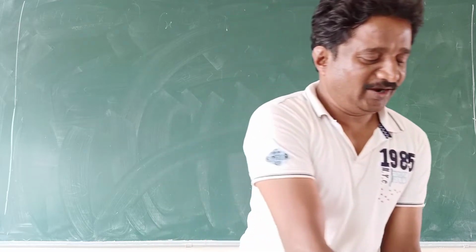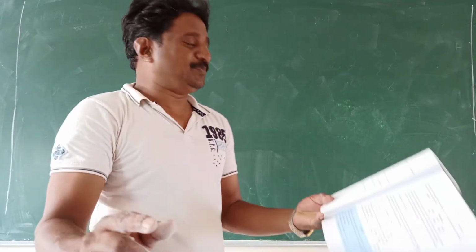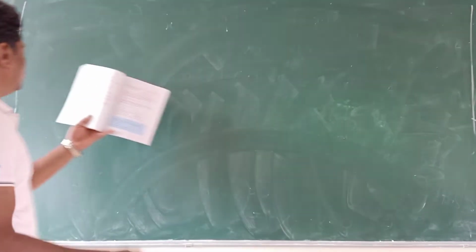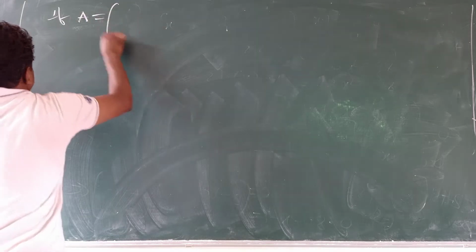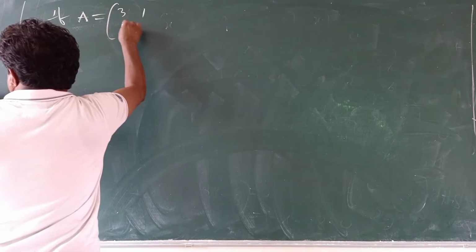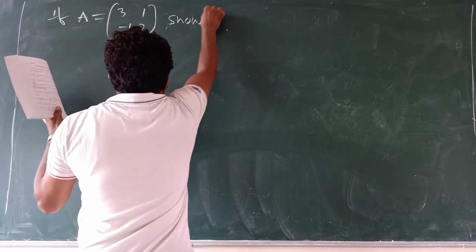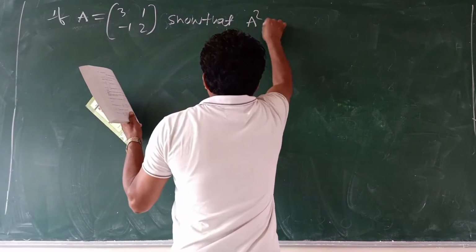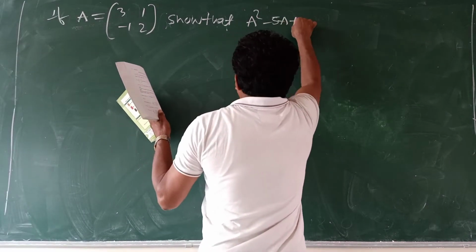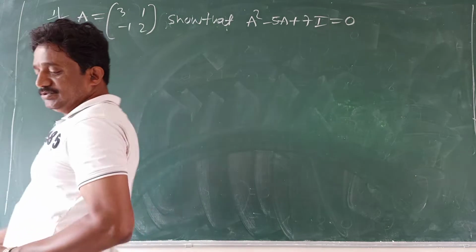So let us solve problems on miscellaneous, right? Miscellaneous problems. You take this one. If A is equal to [3, 1; -1, 2], show that A square minus 5A plus 7I is equal to O.